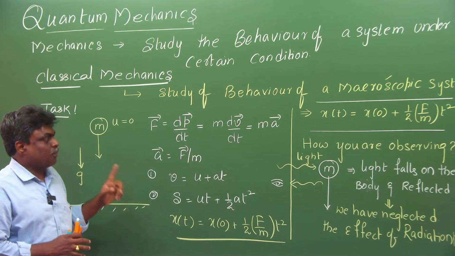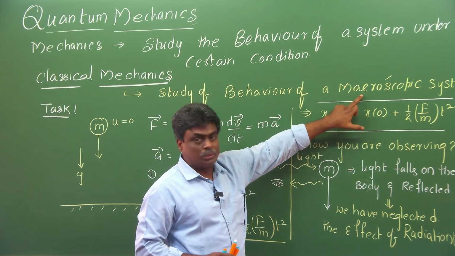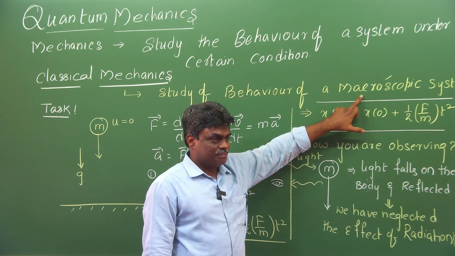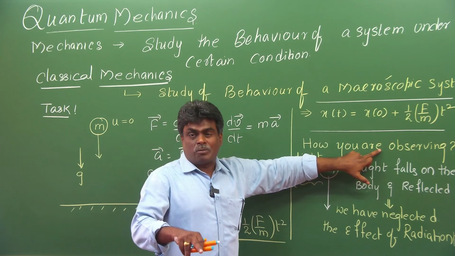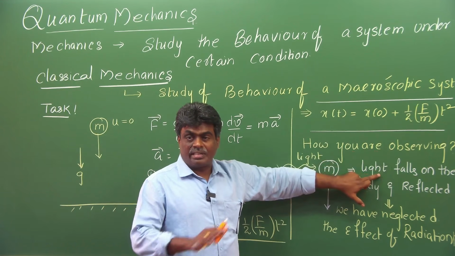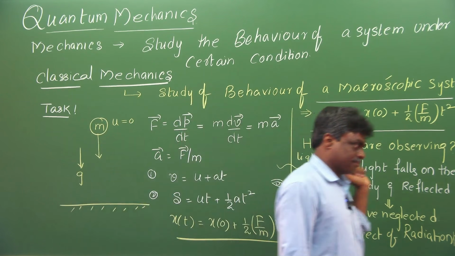I hope you understand. Newtonian mechanics is applicable only to the macroscopic world. Light observation is there, meaning light is falling on the object, but still that effect is completely neglected. Is that clear? Come on, write down.